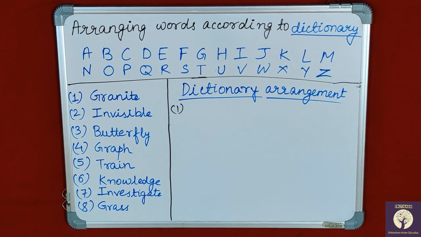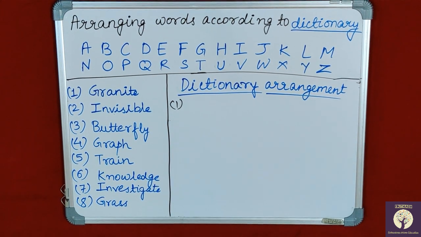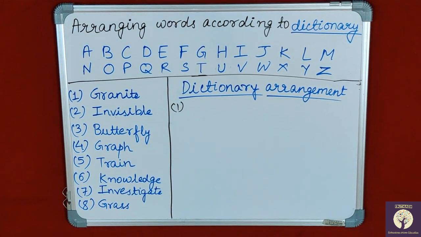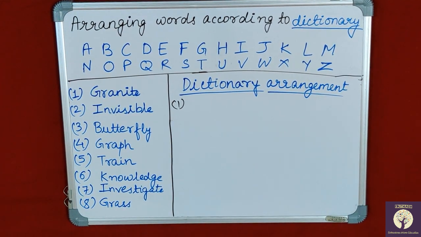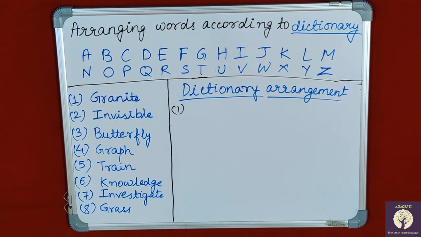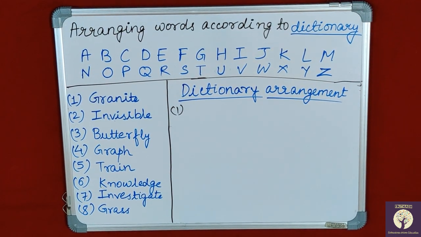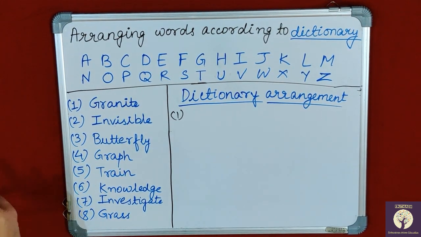Dictionary, as many of us know, is used to look for the meaning of the words, the pronunciation of the words, and the usage of the words. So, we must all know that dictionary follows alphabetical arrangement for the arrangement of its words. So, let's start the process.